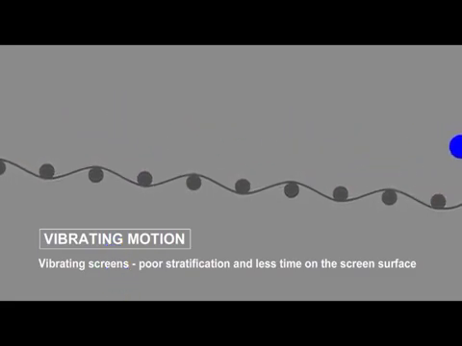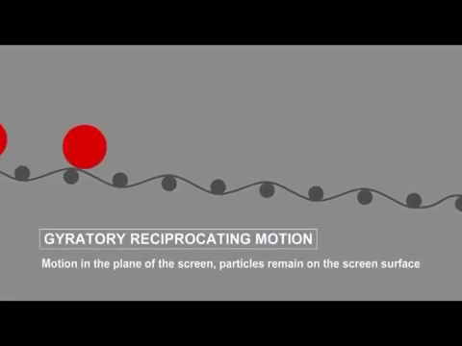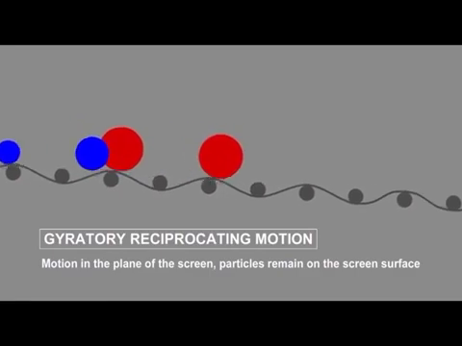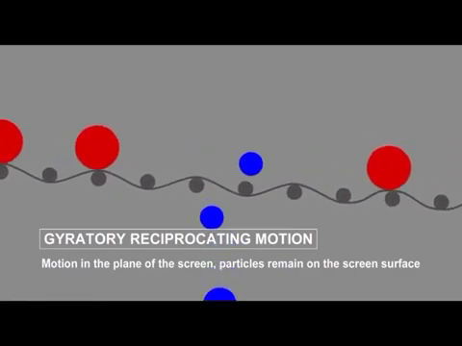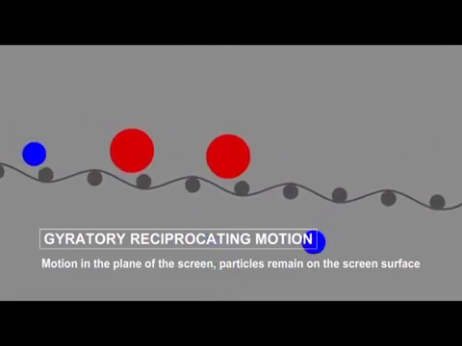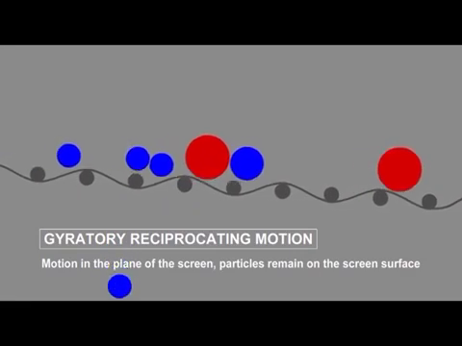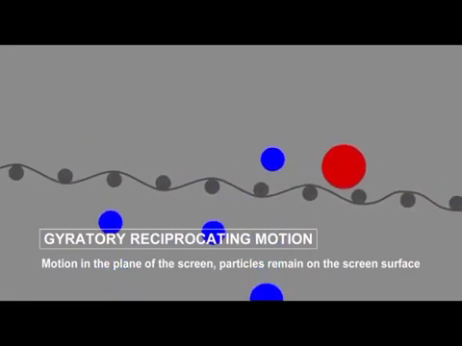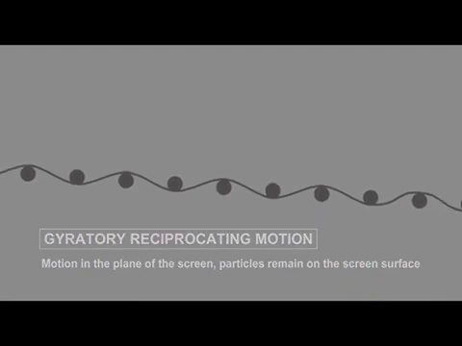A gyratory or gyratory reciprocating motion is generally in the plane of the screen surface without a vertical component, so the particles are in direct contact with the screen surface for maximum exposure to the aperture. A separator with a gyratory reciprocating motion in the plane of the screen surface will be more efficient than one using a vibrating motion with a strong vertical action.